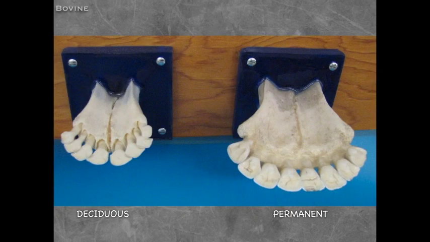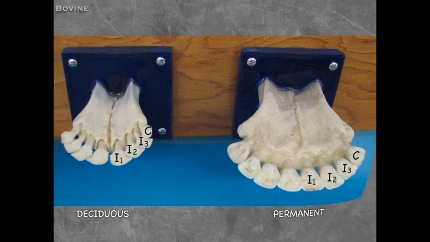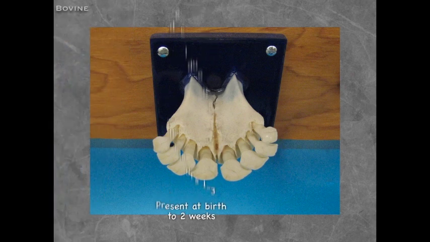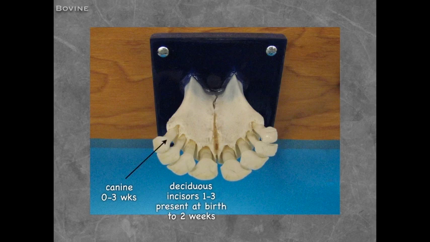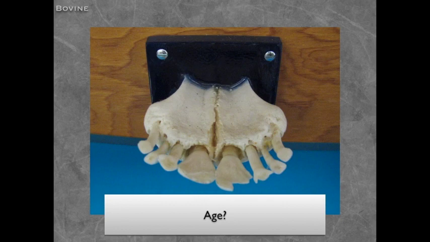So here we have side by side deciduous and permanent teeth. We number them first incisor, second incisor, third incisor. And as I mentioned, the canine teeth look just like incisors. Generally, the incisors are going to erupt from birth to 2 weeks. The canine usually in that same time, maybe a little bit longer, like 3 weeks. So then we start really being able to age the animal when the permanents come in.